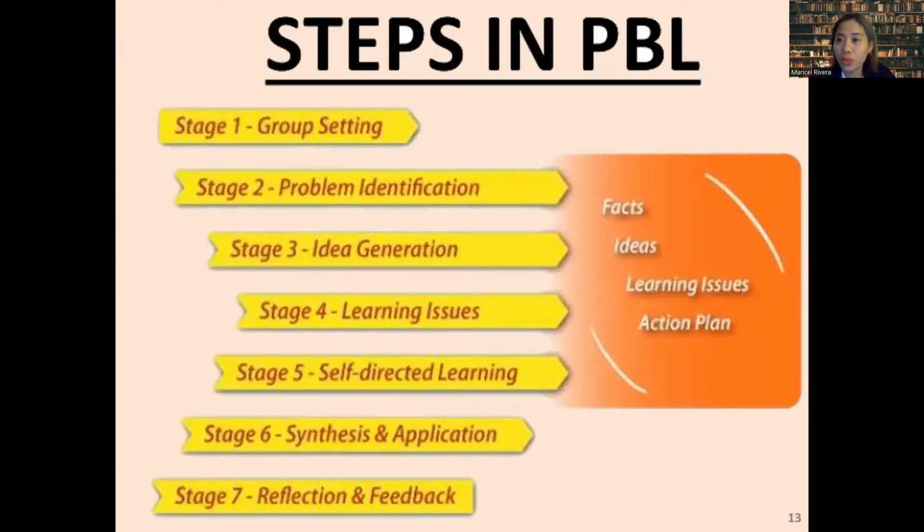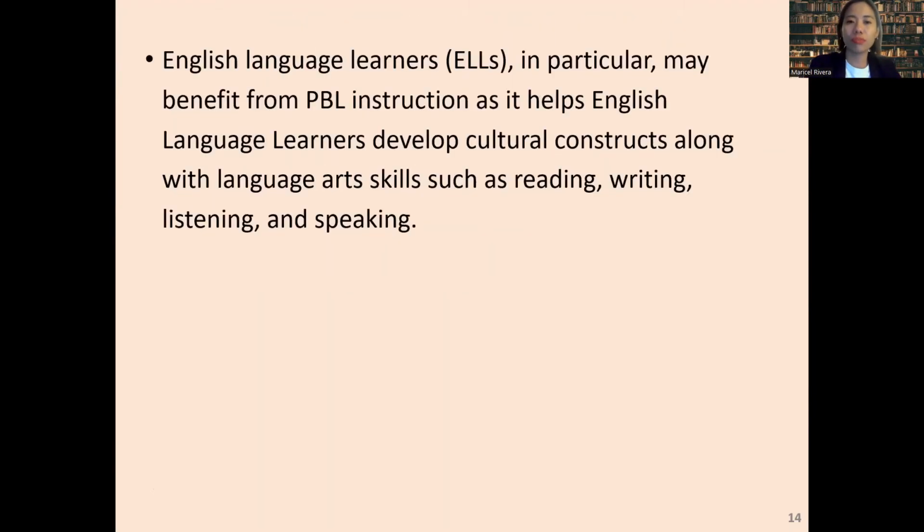So we have here the steps in PBL. Stage 1 is group setting. Stage 2, problem identification. Stage 3 is idea generation. Stage 4, learning issues. Stage 5, self-directed learning. Stage 6, synthesis and application. And stage 7 is reflection and feedback. So: facts, ideas, learning issues, and action plan.